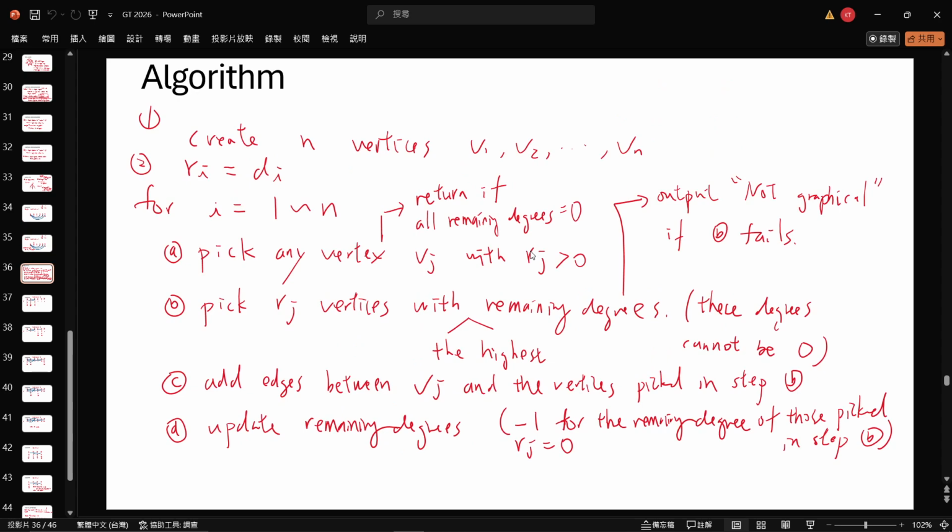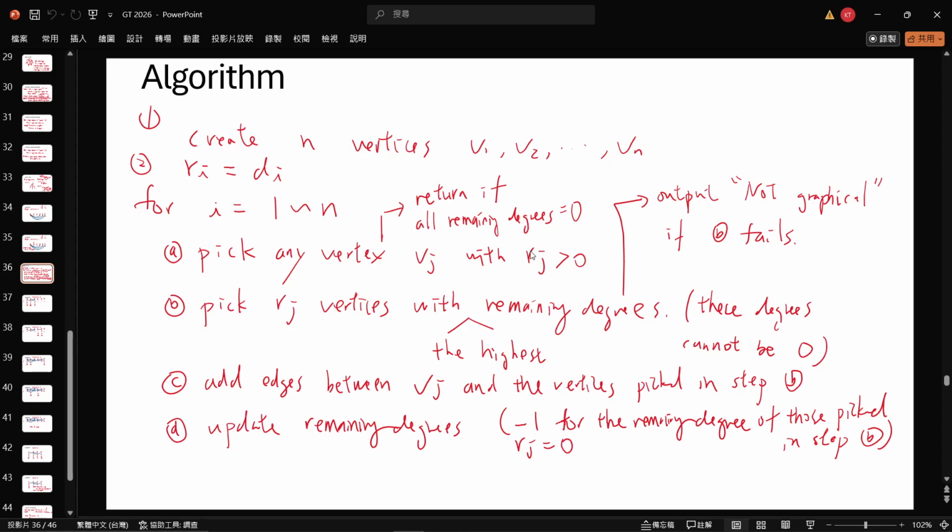So today we're going to continue our discussion on this algorithm. First of all, we're going to show that it is correct in the sense that if the algorithm outputs a graph, then this indeed realizes the input degree sequence. On the other hand, if the algorithm returns not graphical, then indeed the input degree sequence is not graphical.